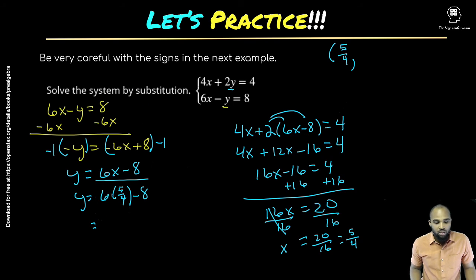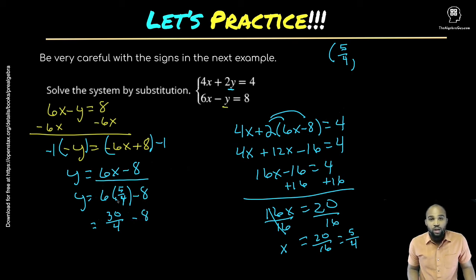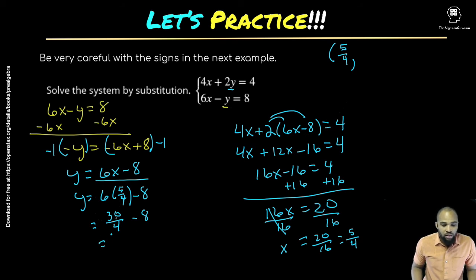I better do it this way. 6 times 5 is 30. And over 4. That way you can understand what I'm doing. Because I was going to say 6 over 4 and simplify that, which you can do it that way, but I want to make sure you're with me. All right, so I can simplify this now. They both can divide by 2. 15 over 2 minus 8.